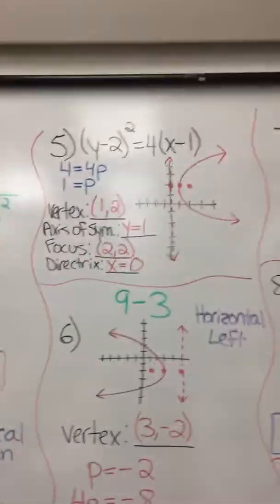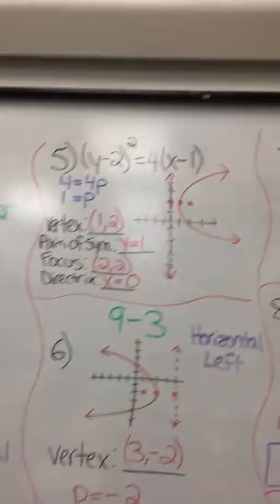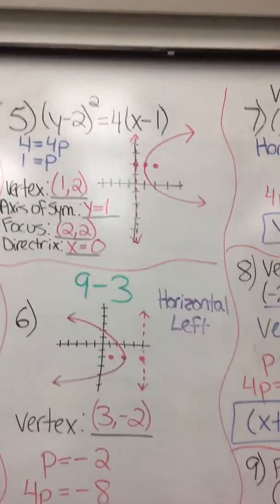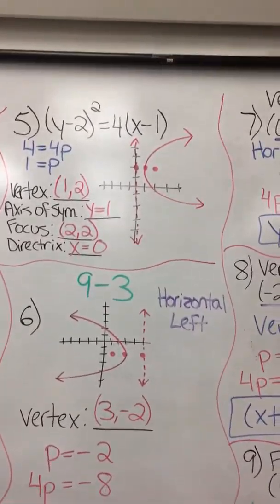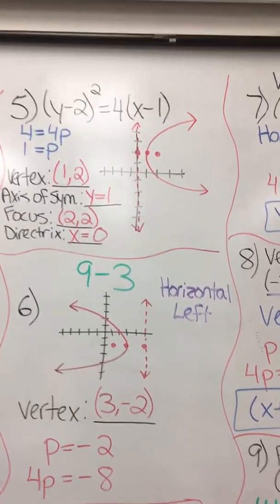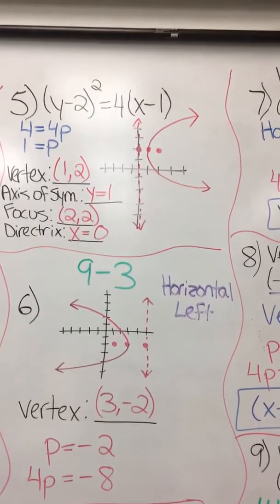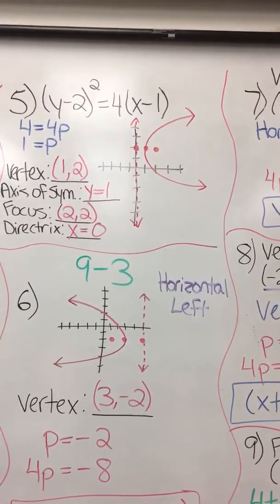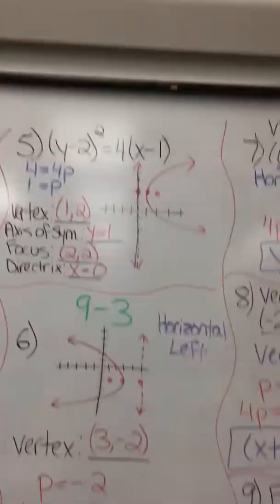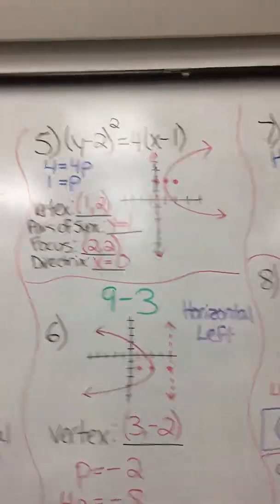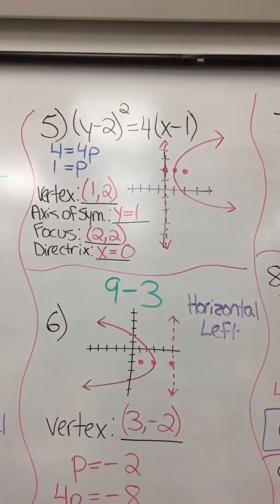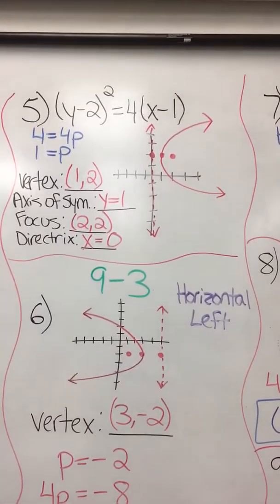Now for number 5, we're given a little more complex equation, but we're going to do the same exact thing. Since it is y equals, it's going to open either left or right. So we have (y - 2)^2 equals 4 times (x - 1). We use that 4 and set it equal to 4p. We divide both by 4, so we get p equals 1.